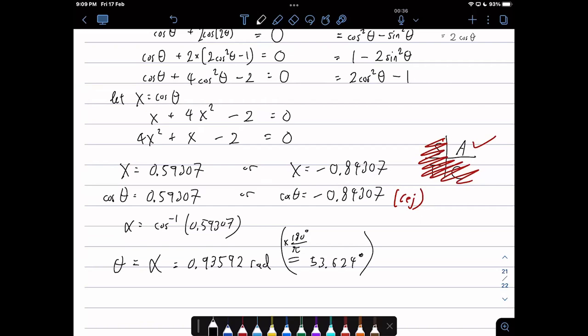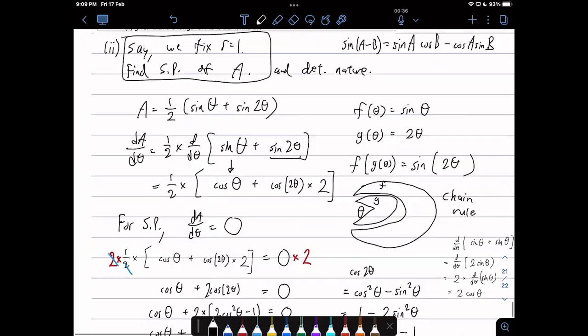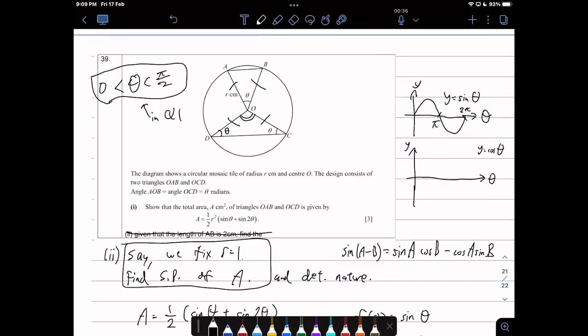Then the question is, when you stretch this angle here until it's 53.624 degrees, is it a maximum area or minimum area? The sum of these two, the area, would it be maximized or minimized? Compared to all the other angles between 0 to 90, 53 degrees is very special. It's a stationary point. So it's either max or min.